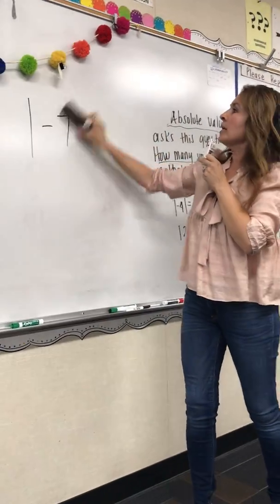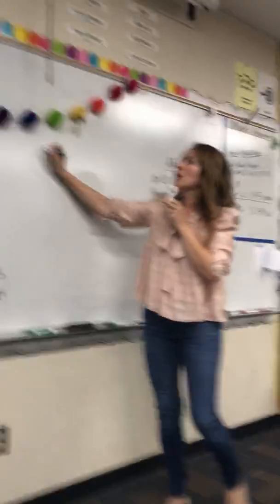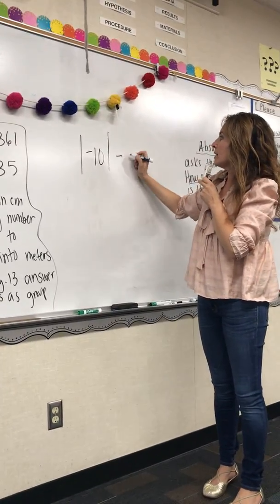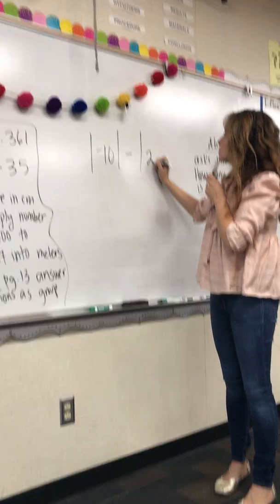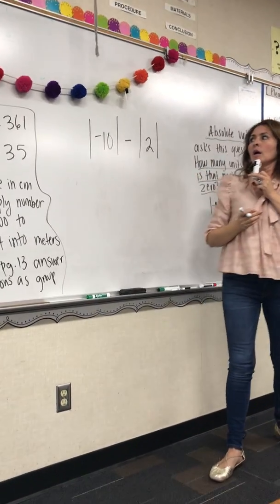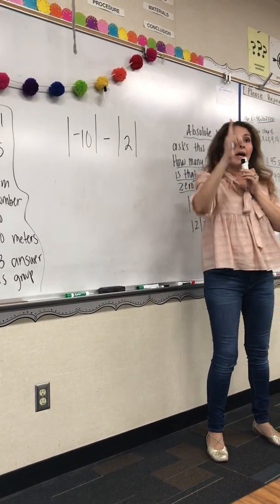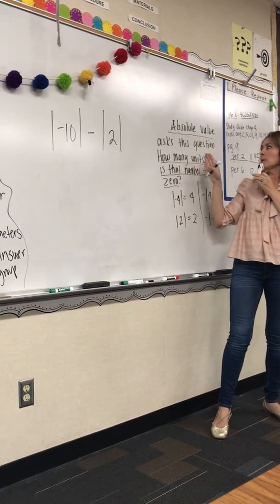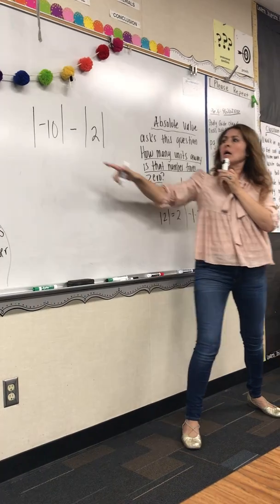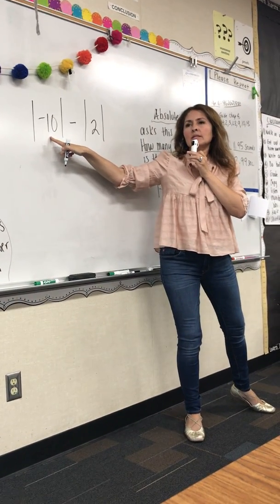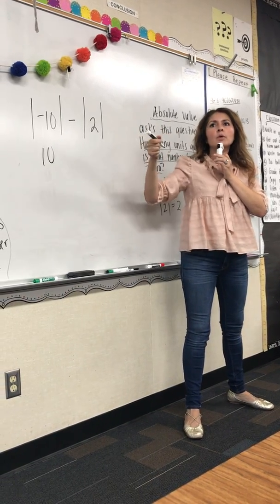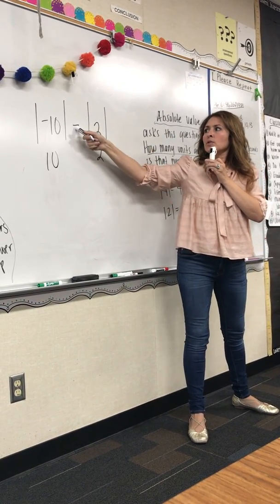Now you're going to try one like this. You're going to go negative 10 minus 2. First of all, we have to answer the question. What is the absolute value? How many units away is that number from 0? Negative 10, how many units away is it? 10. Go to the next one. 2, how many units away is this? 2. I don't know what to do with the symbol.